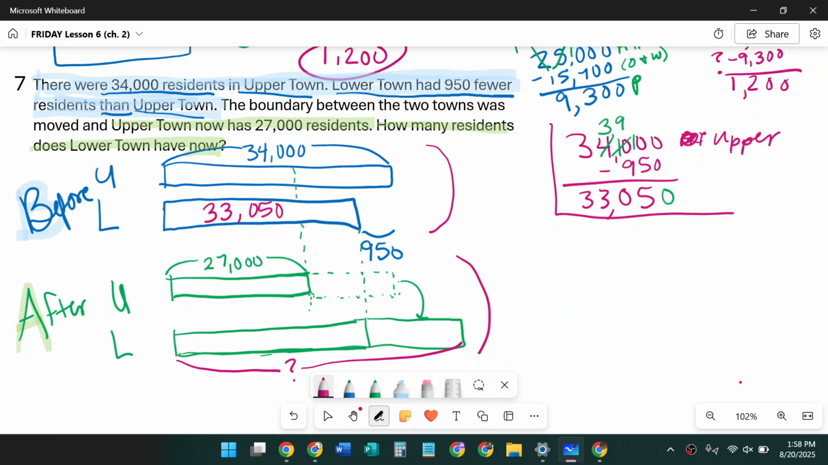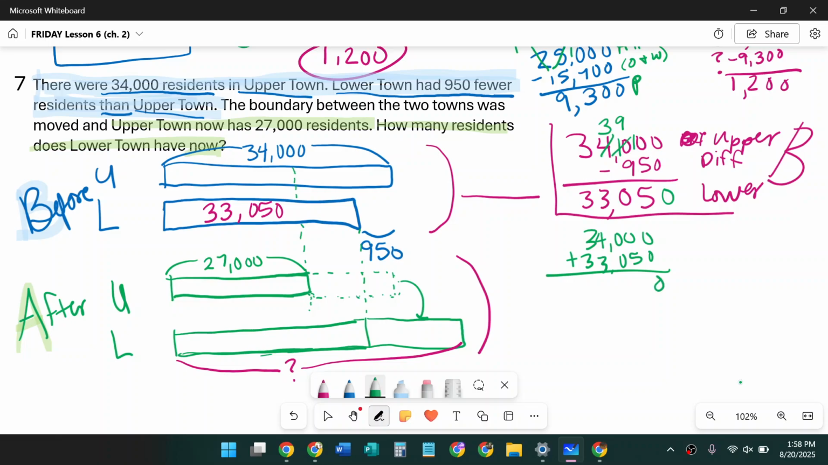Okay, so that helped me figure out this is upper minus the difference gave me lower, and this is all in the before. Okay, so now I know how many people are in each of the towns before. I can add those two together and figure out how many there are altogether. So 34,000 plus 33,050. So there were 67,050 residents altogether, which means after the boundary change, there are still that many people. I'm just going to draw an arrow. There are still 67,050 residents in the two towns, but some of them moved.